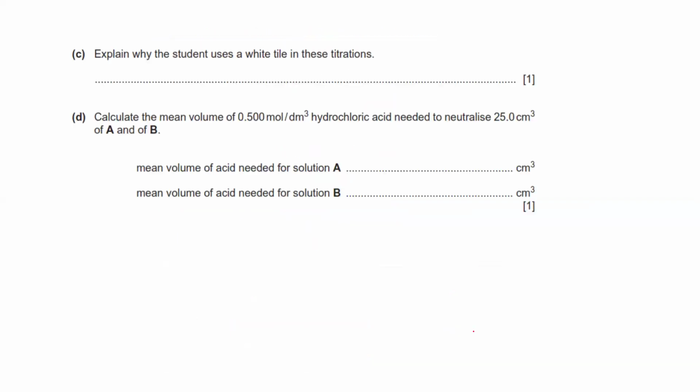Okay. Moving ahead, explain why the student uses a white tile in these titrations. So basically, when you add methyl orange as an indicator in the conical flask, it changes the color. When you are dropping a drop from the burette into the conical flask, just before the reaction finishes, the color immediately changes into a colorless solution. And with that colorless solution, it is very difficult to determine exactly where the point is at which the reaction completes. The white tile basically gives you a good reflection to see all these changes.